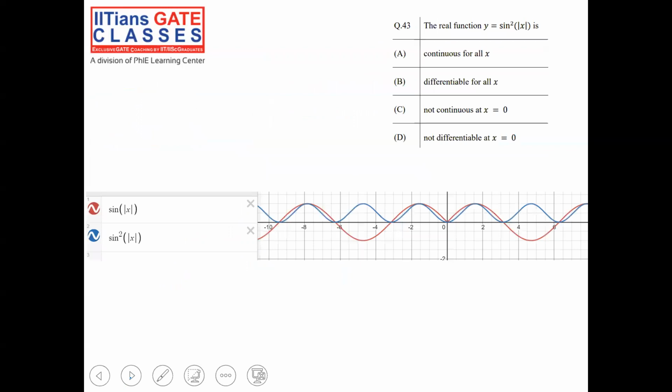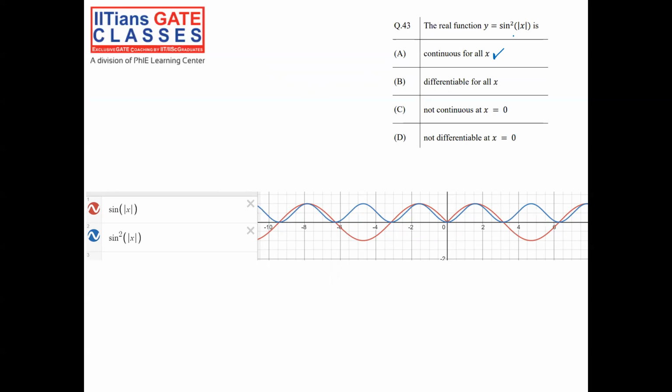Coming towards the next question. This question is again from the calculus topic, continuity and differentiability. They have given a function y is equal to sine square mod of x, and they're asking whether it's continuous, differentiable, not continuous, not differentiable. And we know that all mod functions are continuous everywhere. Okay, mod functions are continuous everywhere. So first of all, option A is correct. Okay, and mod functions are not differentiable wherever it becomes 0.